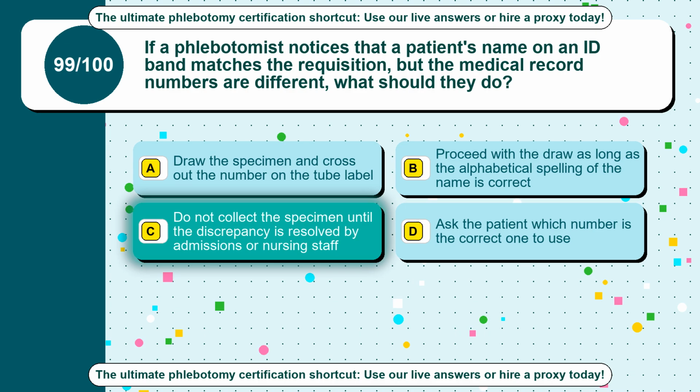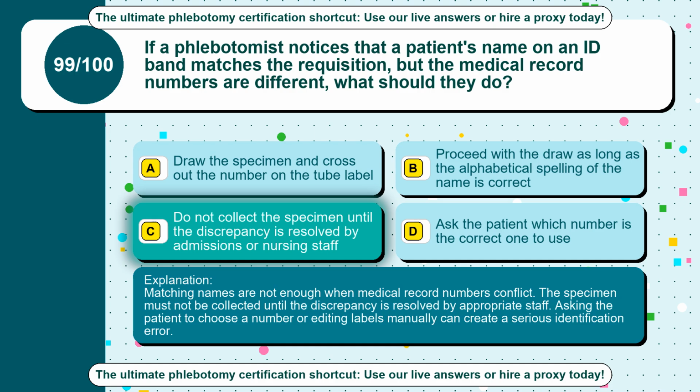The correct answer is option C, do not collect the specimen until the discrepancy is resolved by admissions or nursing staff. Matching names are not enough when medical record numbers conflict. The specimen must not be collected until the discrepancy is resolved by appropriate staff. Asking the patient to choose a number or editing labels manually can create a serious identification error.